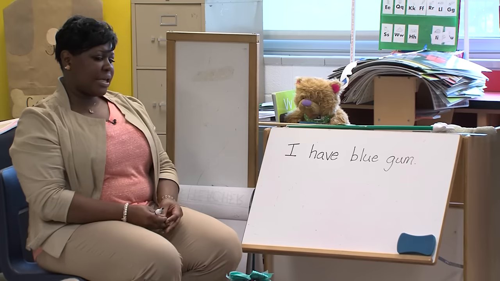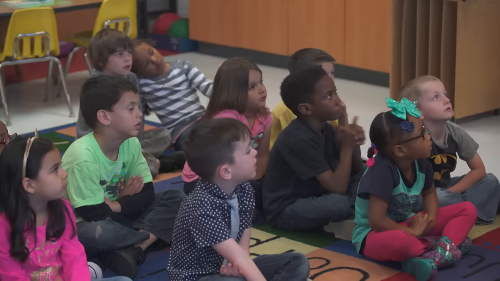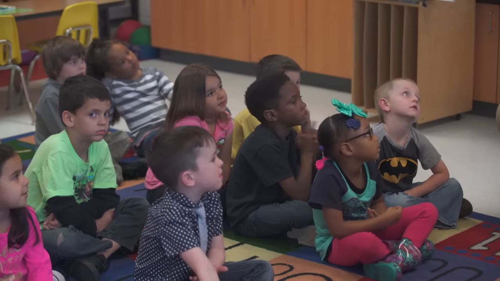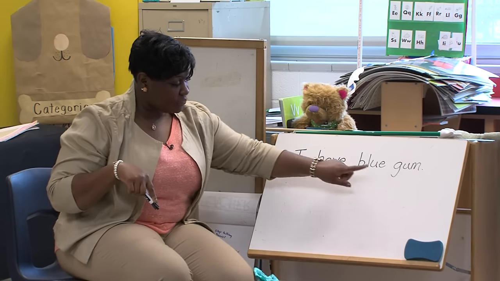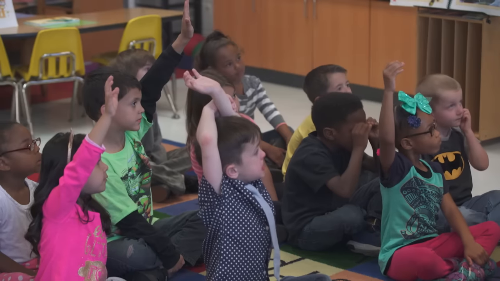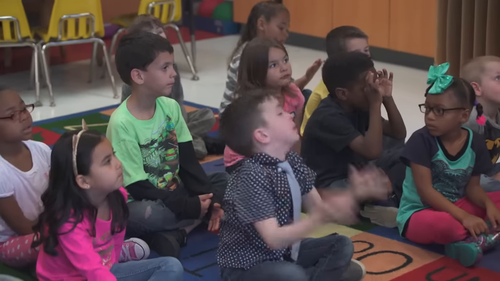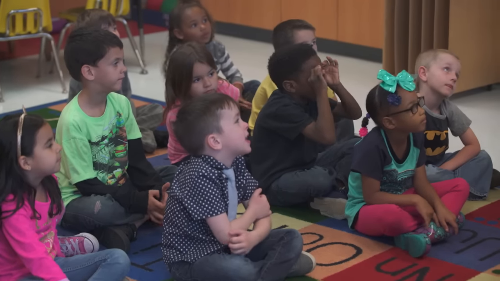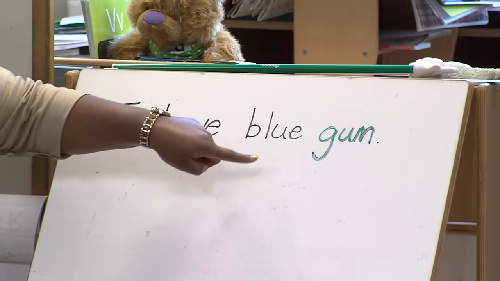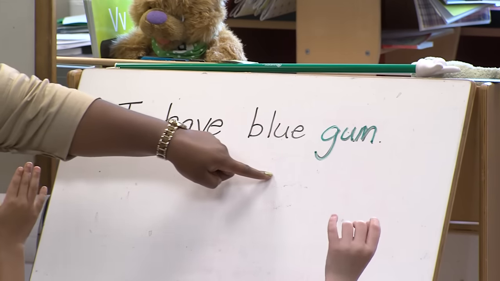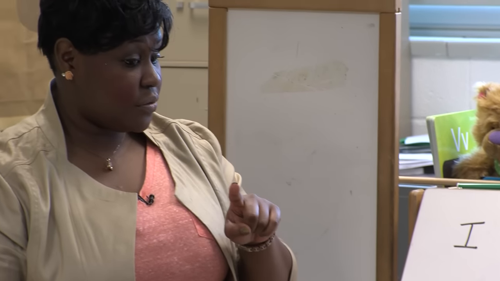Let me ask you a question. Can some words have U in the middle without having the short U sound in the middle? Yes, ma'am. Is there another word that we should choose in our sentence, I have blue gum? So what's the word, Jordan? Blue. We should choose the word blue? Yes, ma'am. Why do you think we should choose the word blue? Kaylee? Because there's a U in the middle.